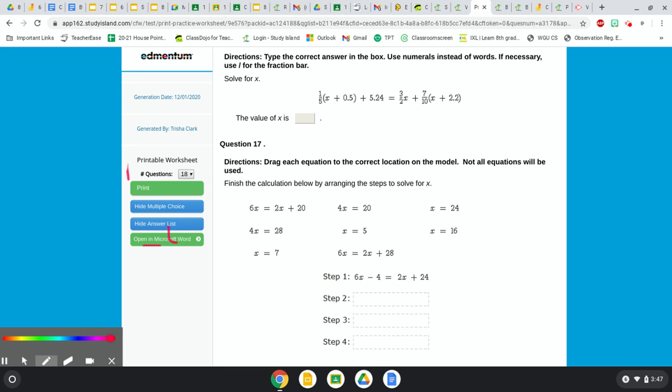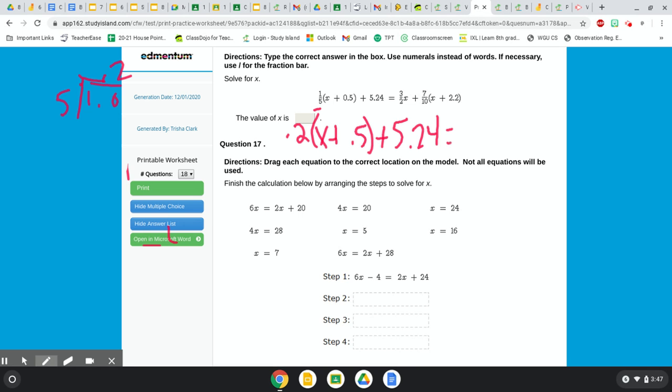So here we go. So I'm going to change this 1/5 and I'm going to convert that. So I'm going to take 1 divided by 5 as a decimal. If you want to just use your calculator, that's fine too, but that's going to give you 0.2. So this is really saying, I'm going to run out of room here. This is saying 0.2 times x plus 0.5 plus 5.24 equals, okay, the next fraction, 3/2.